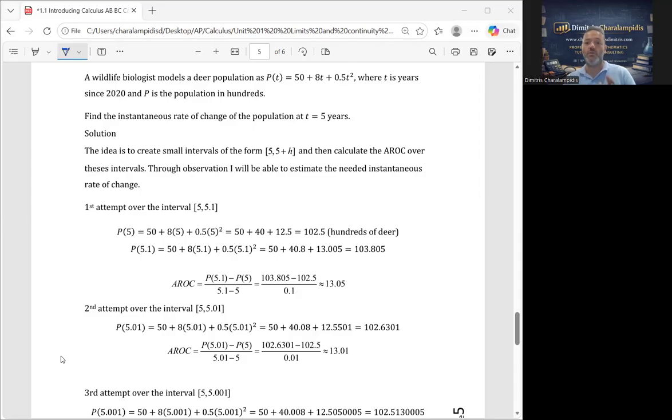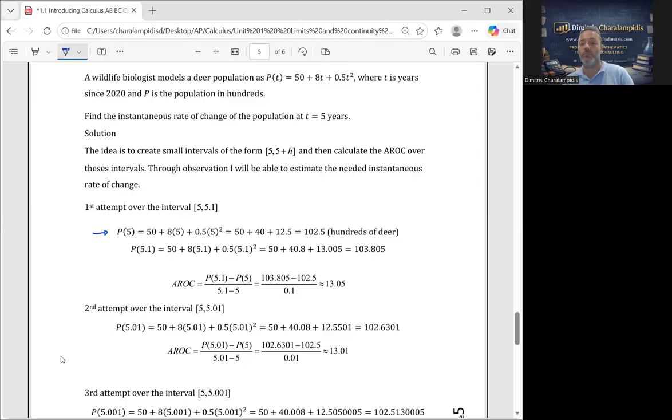So, you see in front of you that I firstly calculated P(5) by substituting 5 in the given equation. I found that P(5) is 102.5, which is hundreds of deer. Then I calculated P(5.1), and I found it to be equal to 103.805. And then I just calculated the average rate of change over the interval from 5 to 5.1. I found it to be 13.05.